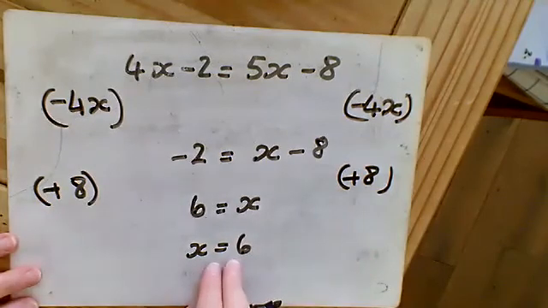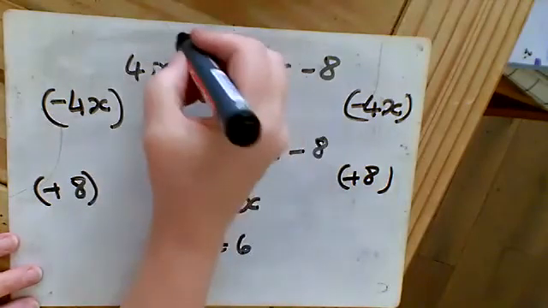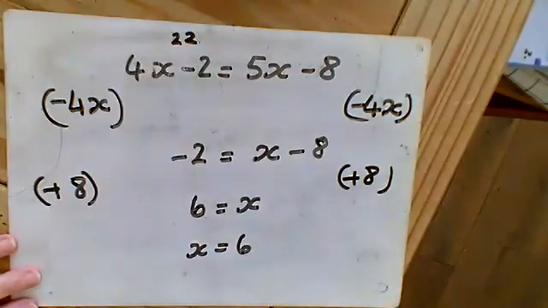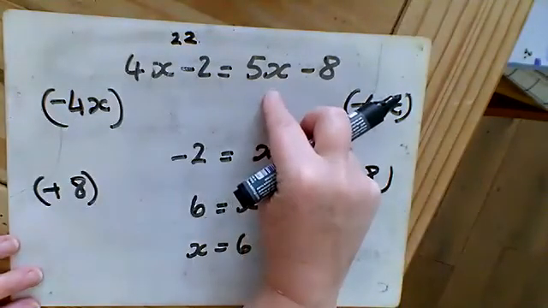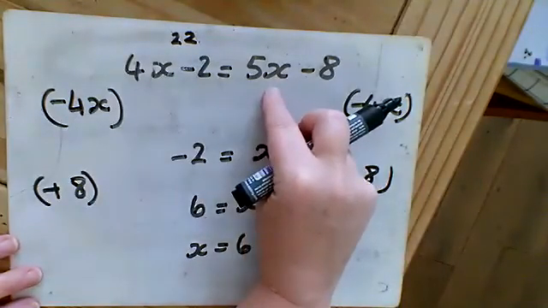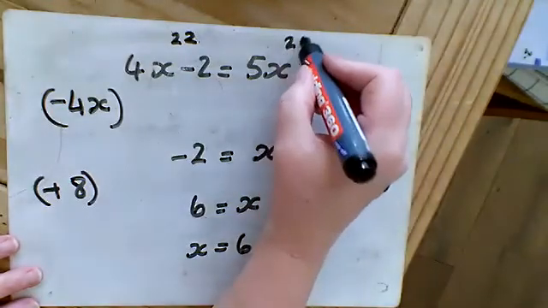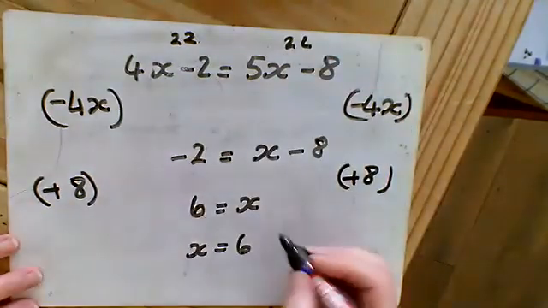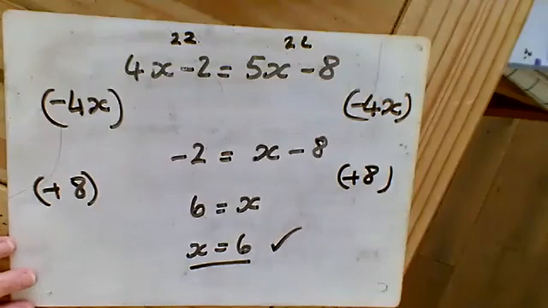Just to double check then, if x was 6, 4 times 6, 24, take away 2 would give me 22 on this side. I'm looking to get 22 on this side as well. 5 times 6 would be 30, take away 8, 22. So you can be confident that you've got the right answer.